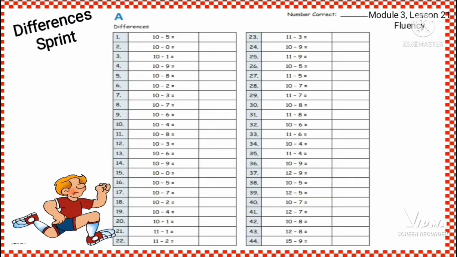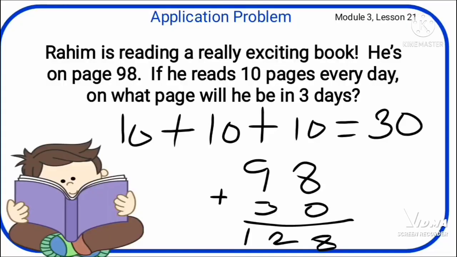Your sprint for this lesson will test your ability to subtract numbers from 10, that is, remove numbers from 10. For example, somebody says, what is 10 minus 5? If you remove 5 from 10, what will remain? What if you remove 1 from 10? Or you remove nothing at all from 10, what will remain? Alright, so complete your sprint quickly.